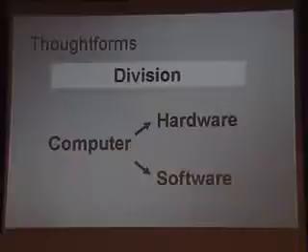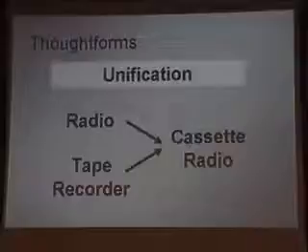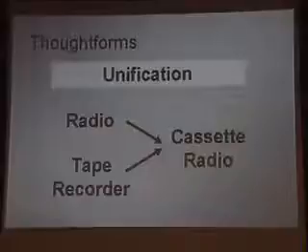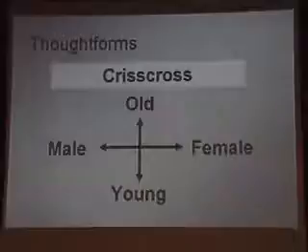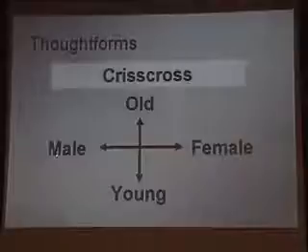Division: splitting an idea into two child ideas. For example, computer into hardware and software. Unification: a new idea from a combination of two ideas. For example, radio and tape recorder becomes cassette radio. Crisscross: four ideas in opposition or complement derived from a central idea. For example, old, young, male, and female.